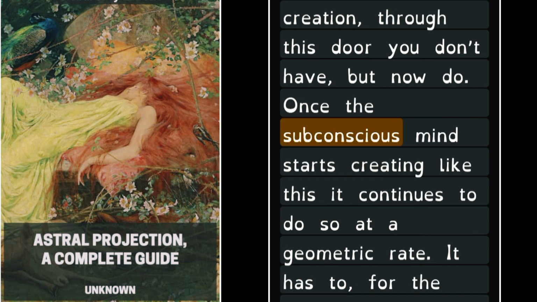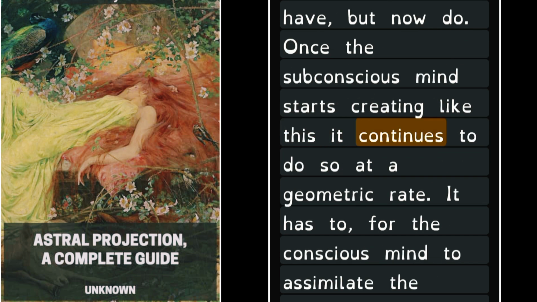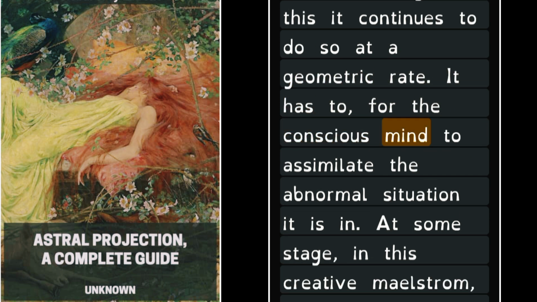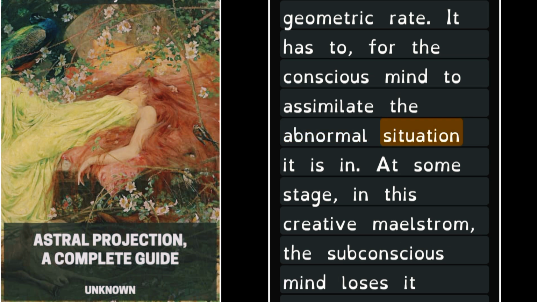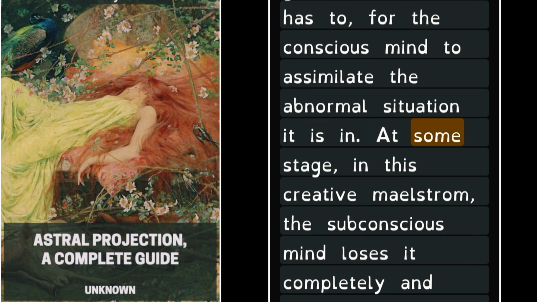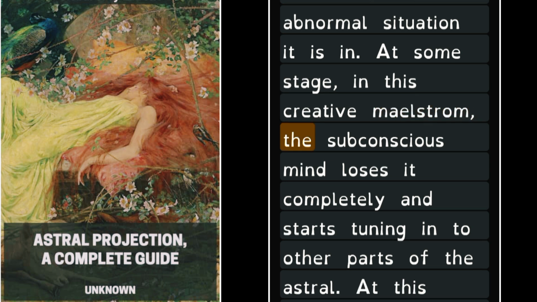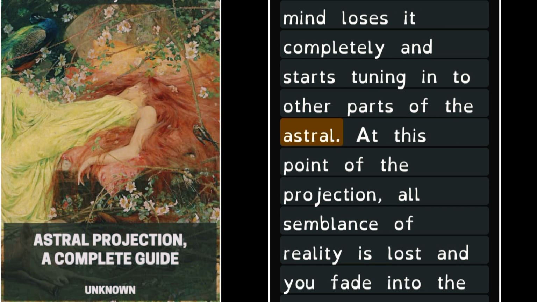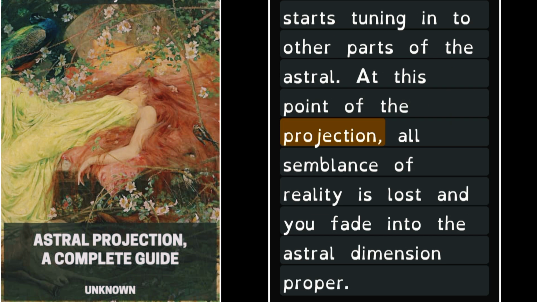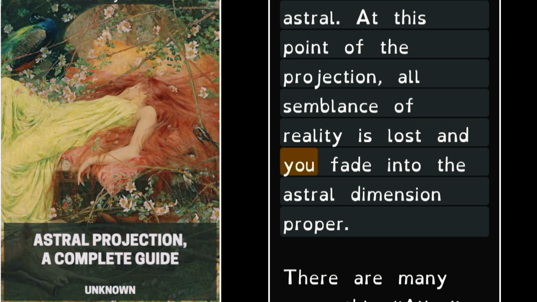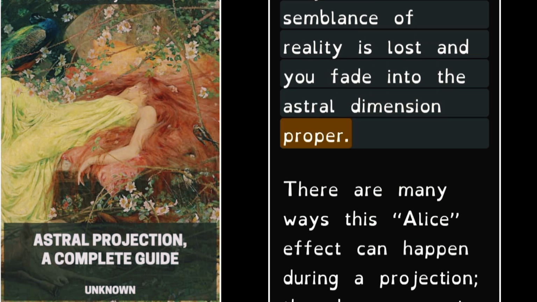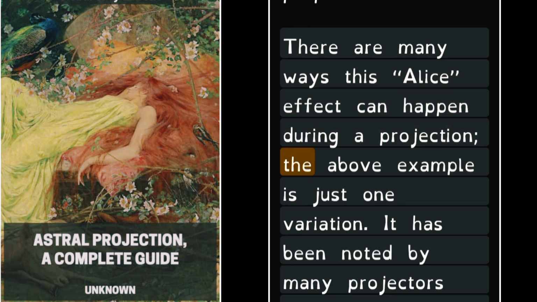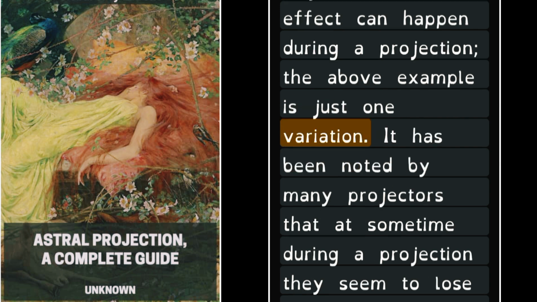Once the subconscious mind starts creating like this, it continues to do so at a geometric rate. It has to, for the conscious mind to assimilate the abnormal situation it is in. At some stage in this creative maelstrom, the subconscious mind loses it completely and starts tuning into other parts of the astral. At this point of the projection, all semblance of reality is lost, and you fade into the astral dimension proper. There are many ways this Alice effect can happen during a projection. The above example is just one variation.